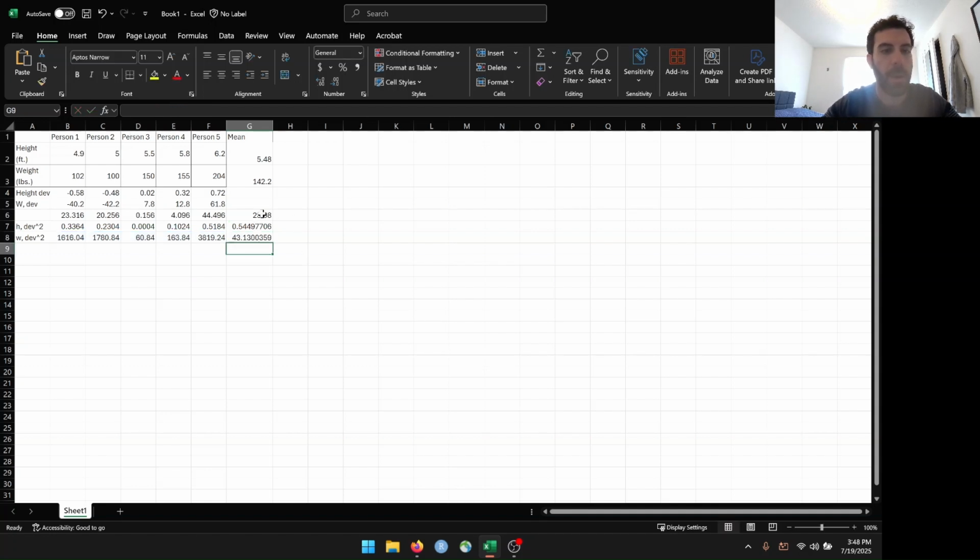Okay, so if I take this, which I should label these, right? And this is the standard deviation for height. I'll just call it like that. This is the standard deviation for weight. And this is my covariance of height and weight. So I know there's a lot of numbers on here. Hopefully the labels help make it more clear.